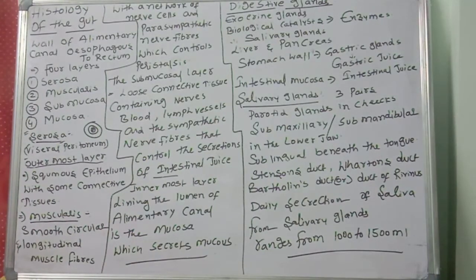Next, the innermost layer, the lining of the lumen of the alimentary canal, is the mucosa, which secretes mucus. That secretes the mucus, which is very important from the protection point of view. Okay. Next, digestive glands.